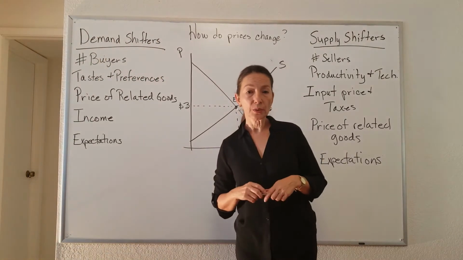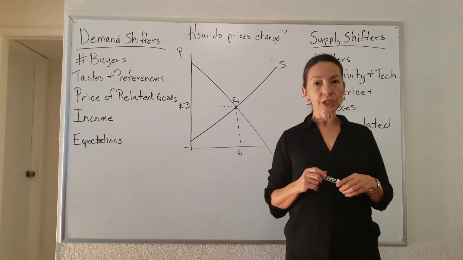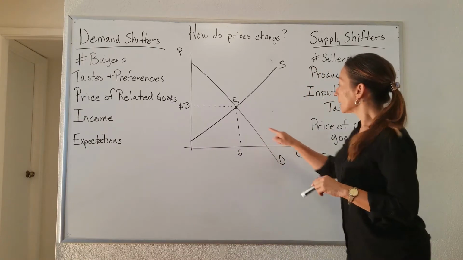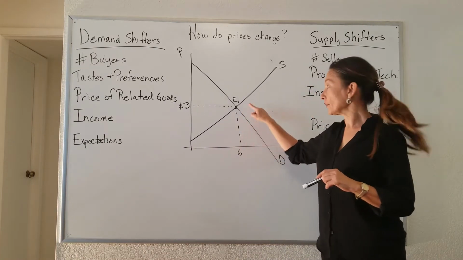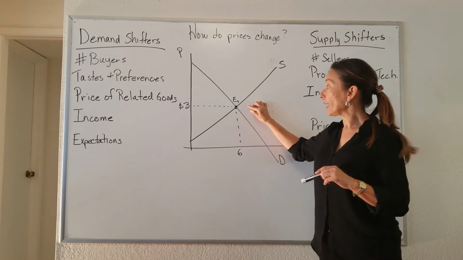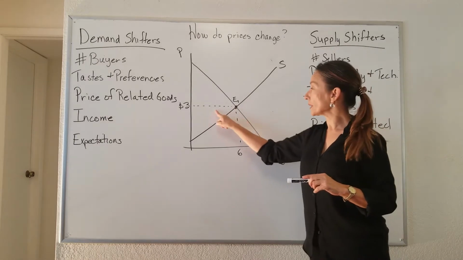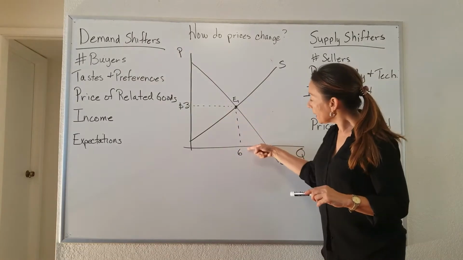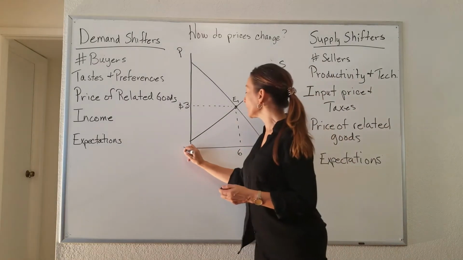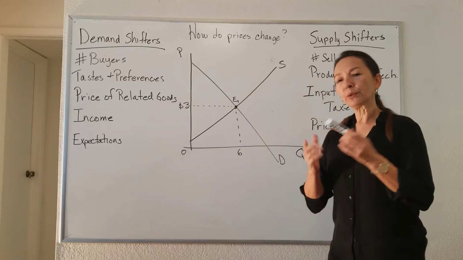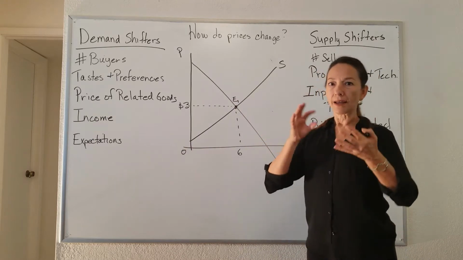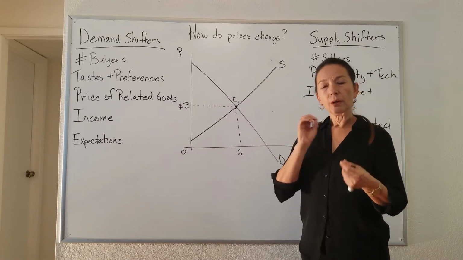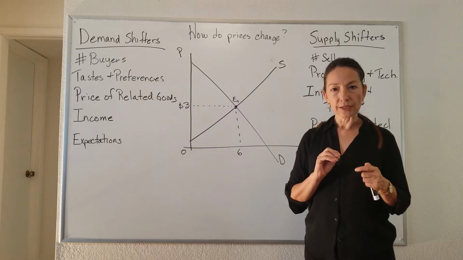Now I want to talk to you about how prices change. We know that where quantity demanded equals quantity supplied, we are at an equilibrium, and that tells us what the market price is going to be, how much you have to pay for the ice cream, and how many units are going to be sold in the market. If we're at equilibrium, equilibrium implies that it's stable. Well, what causes prices to change?